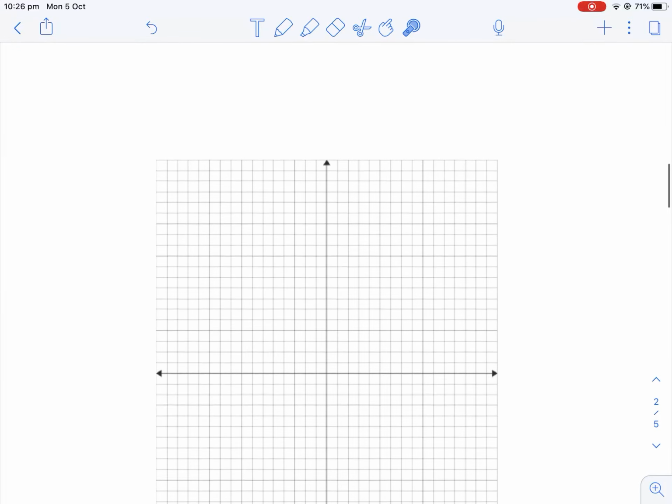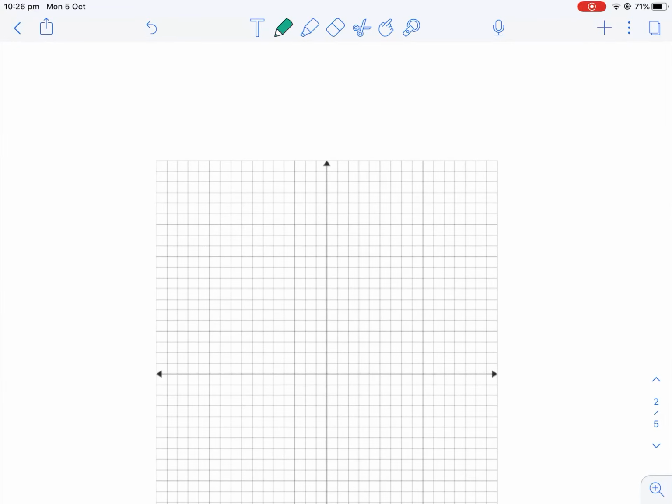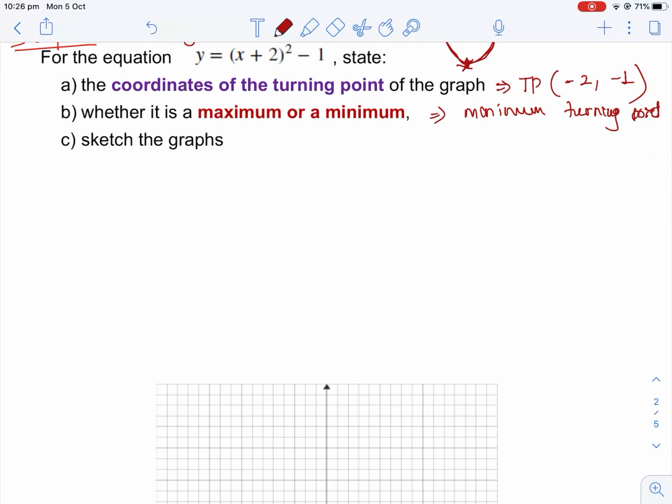What you do here is plot that point, -2 and -1. This is going to be your turning point, and the parabola is going to have this shape. We have to identify whether it cuts the x-axis at 2 points. So we have to find the x-axis and the y-axis intercepts. First, we find the x-intercept.